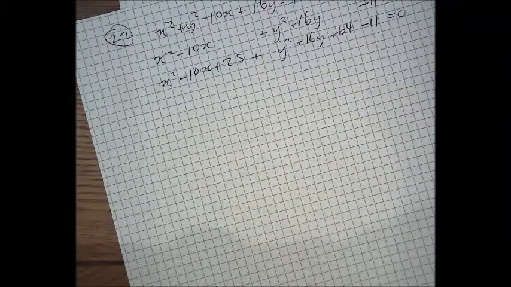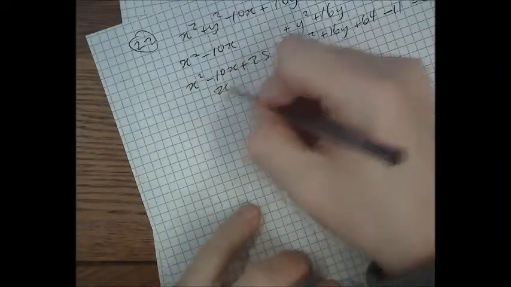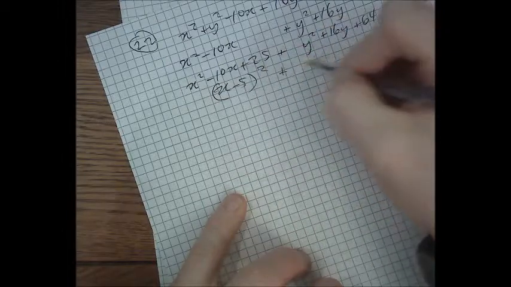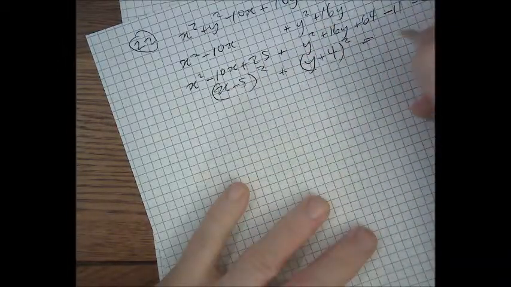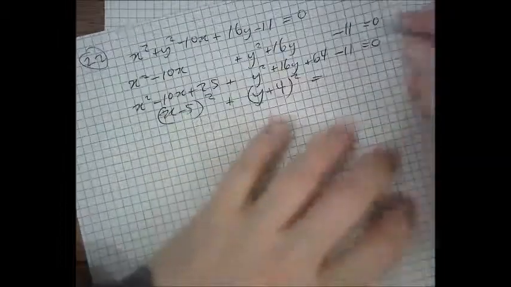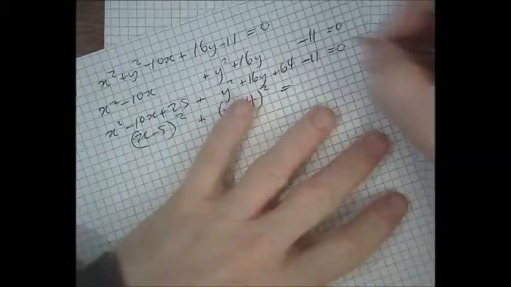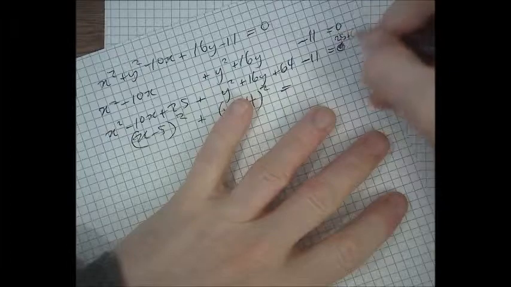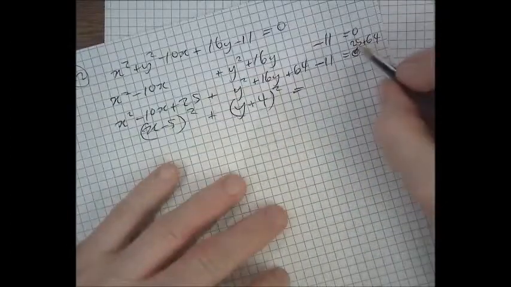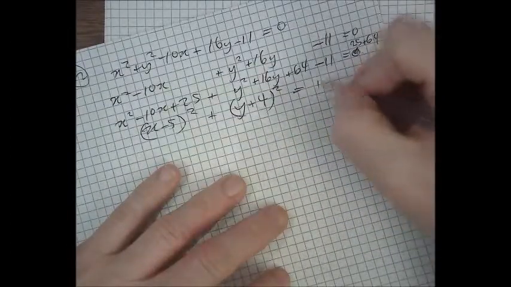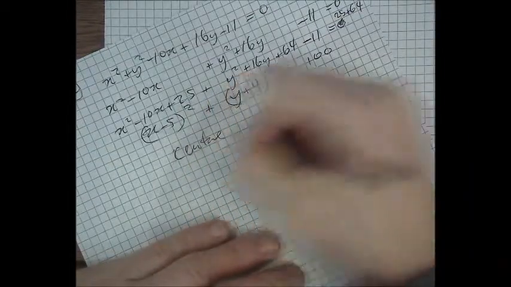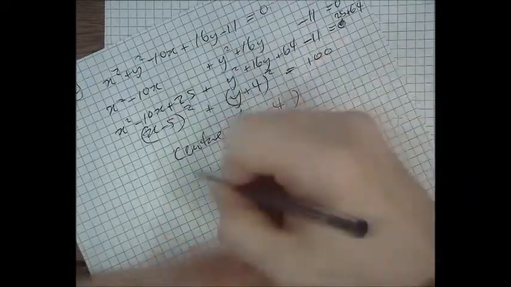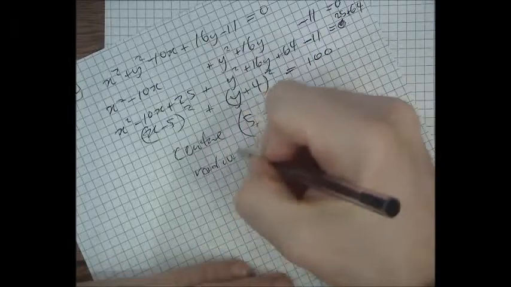Now, okay, so factorize these. Having a shocker. Okay, you can't just introduce the 25 and the 64, you have to introduce it with a red dude. Okay, so that's now 89 plus 11 will be 100. So the center is 5, -4, and the radius is 10.